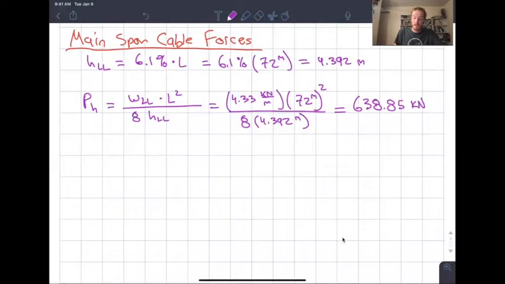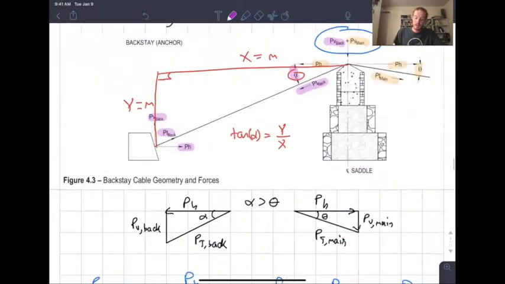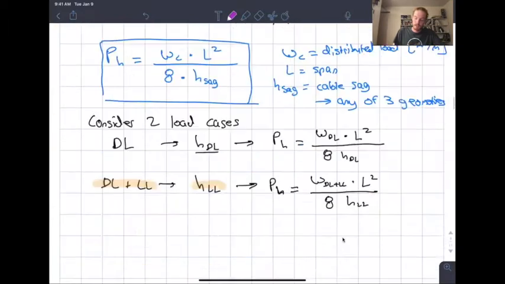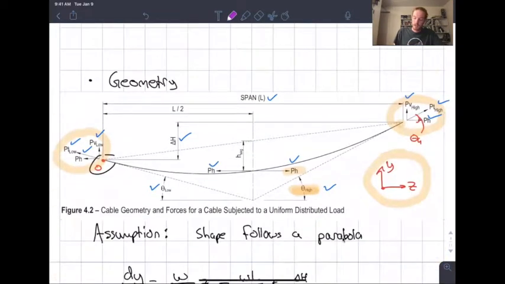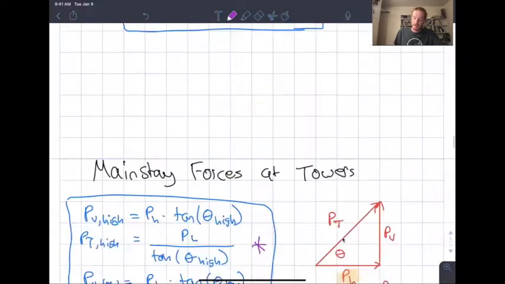All right, so now with P sub H, we can start to calculate. Remember, we're in the main span cable forces here. After P sub H, we need to understand the geometry of our main span. We want to know what our theta values are, right? I'm just going to scroll back up quickly to revisit this. We just did P sub H. Now we want to get into theta high and theta low.